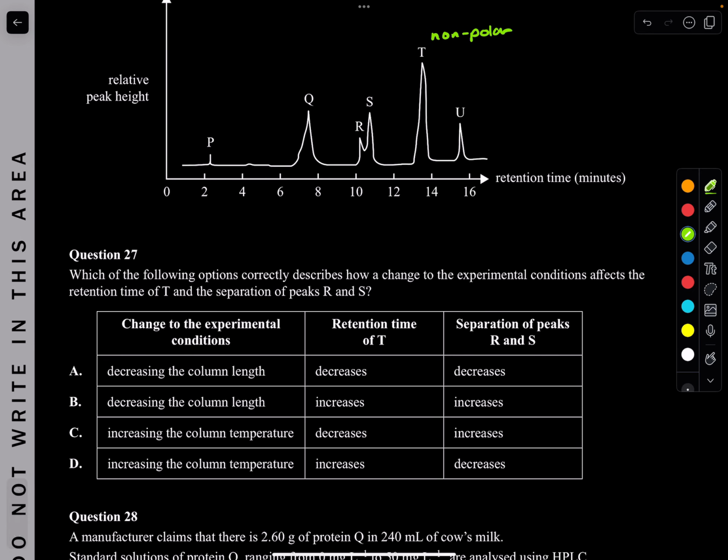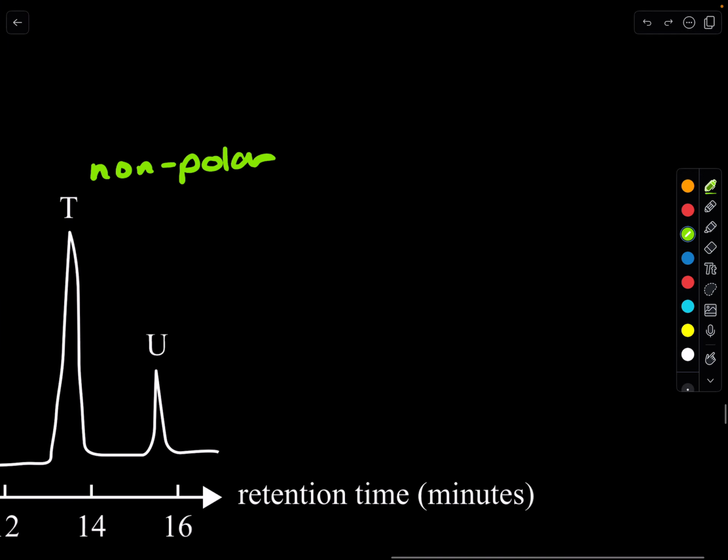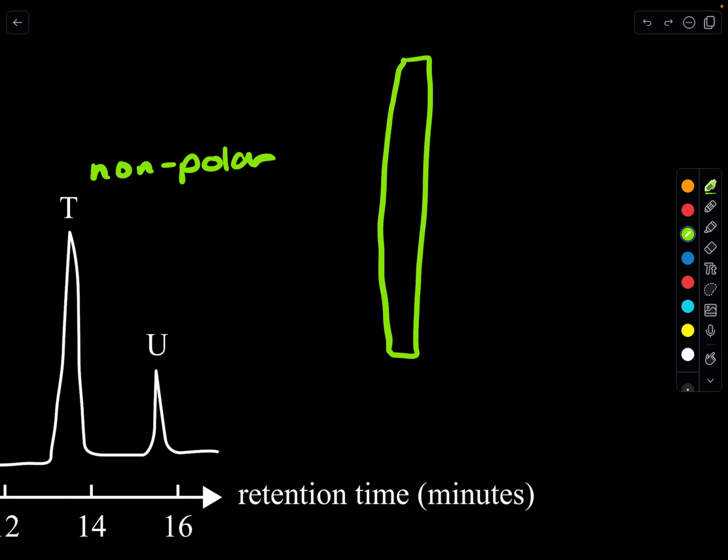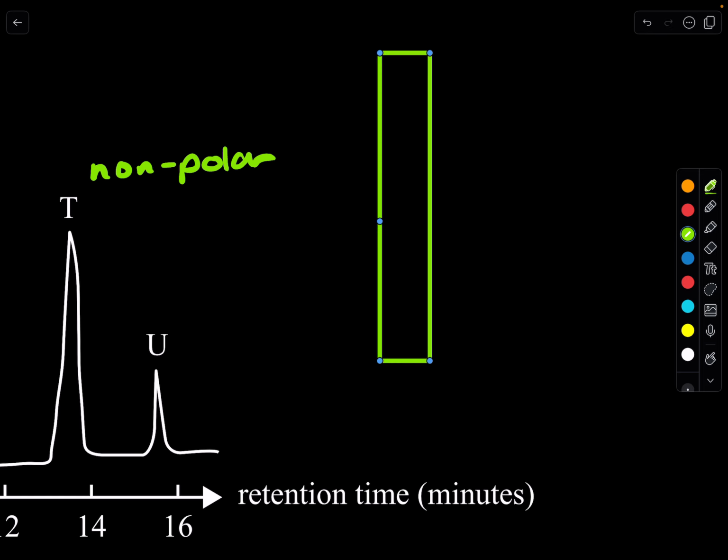And so what happens to the retention time of T if we decrease the column length? Say you had a tall column, let me just draw it nicely. It does the job. So let's say we had a column like this. You can see it's very large. And let's say we started with this.